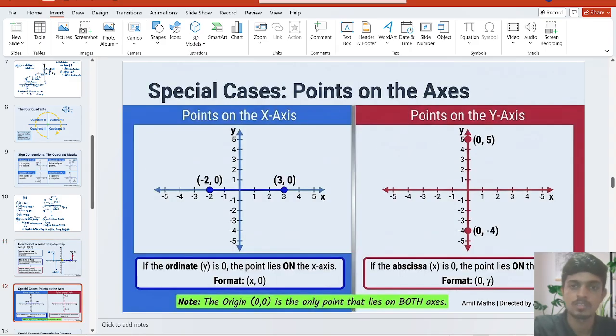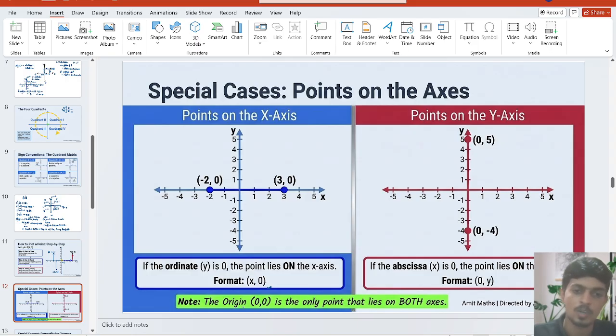Coming to the next: special cases, points on the axis. We already told you, if the ordinate y is 0, the point lies on the x-axis, like (3, 0) or (-2, 0), because we need not go along the y-axis. The format is (x, 0). If the abscissa x is 0, the point lies on the y-axis, for example (0, 5) and (0, -5). The format is (0, y). I hope it is clear to you.